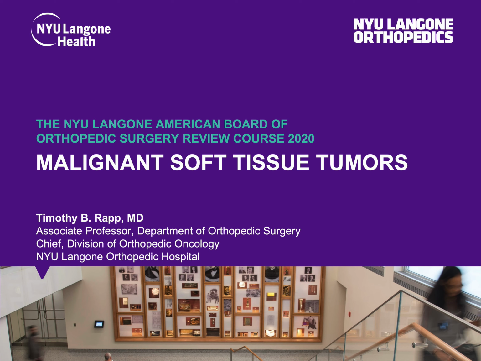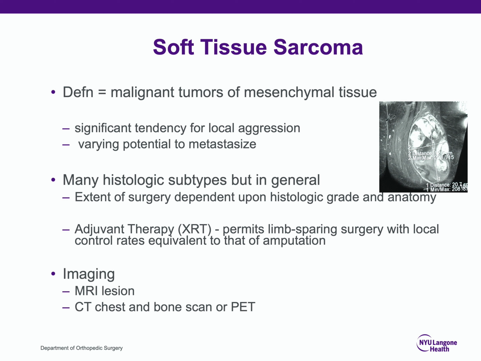So anyway, back to malignant soft tissue tumors. By definition, a soft tissue sarcoma is a malignant tumor of mesenchymal tissue. They have a varying degree of local aggression and potential to metastasize, which primarily is associated with the grade of the tumor. So that's a test question. What's the most important sign of potential for metastasis? Other than metastasis itself, it's the histologic grade of the tumor.